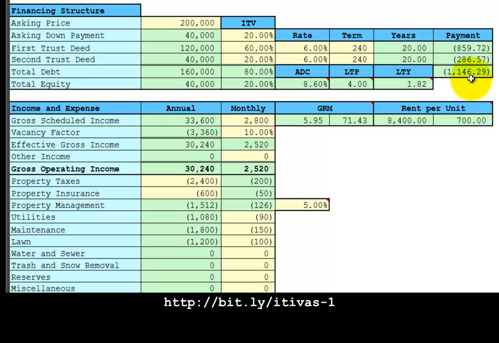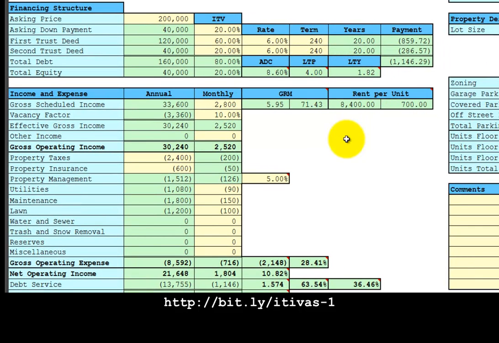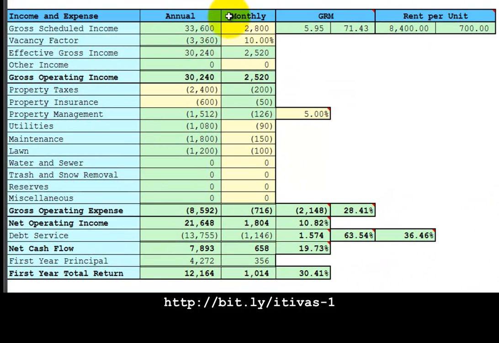The payments are calculated. For the blended debt, the spreadsheet calculates the annual debt constant, the leverage to price, and the leverage to yield. There's also the gross rent multiplier, annual and monthly, and the rent per unit, annual and monthly. We then have 2 columns in the income and expense section for the annual and monthly.